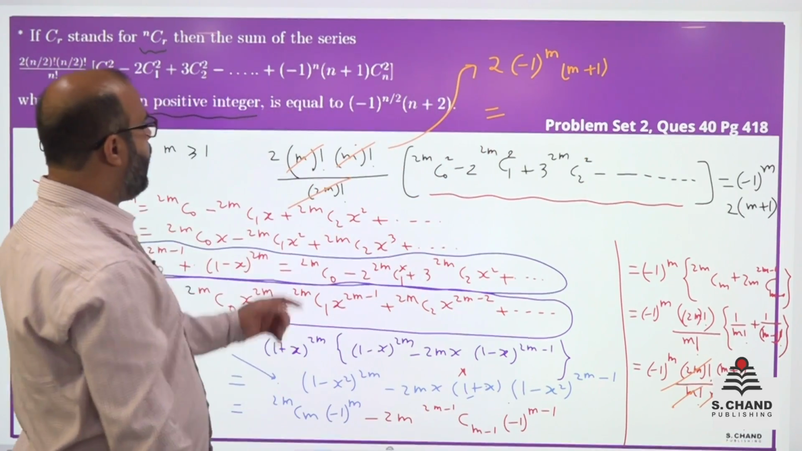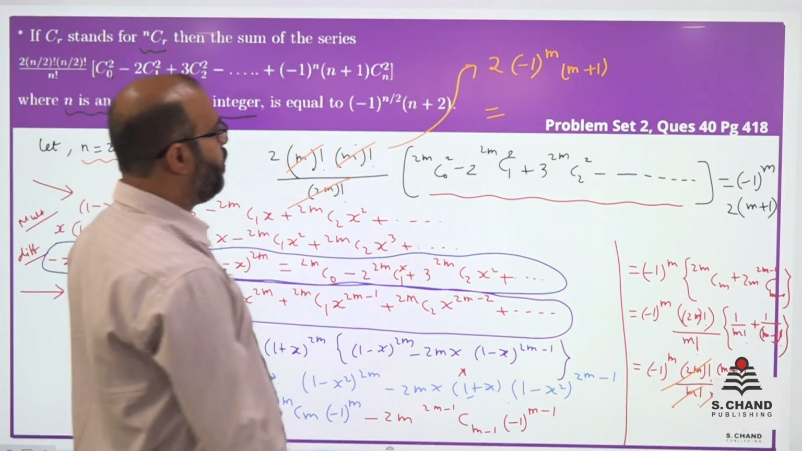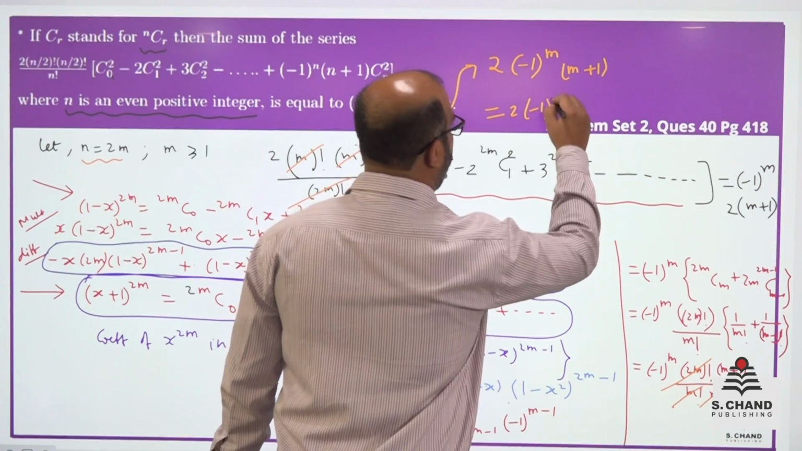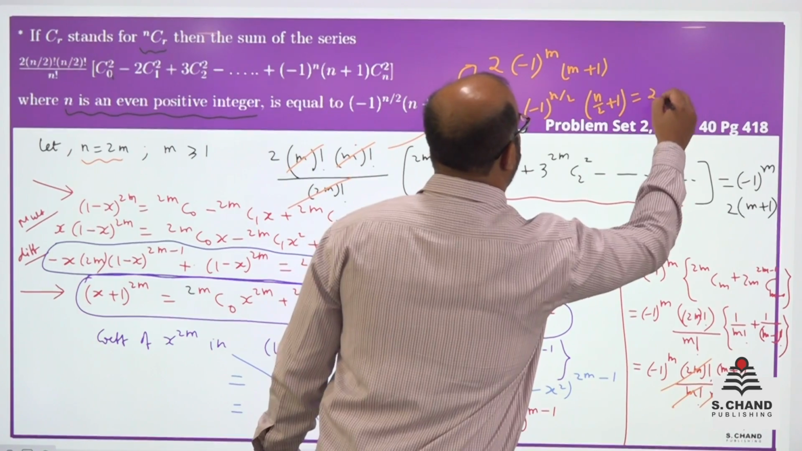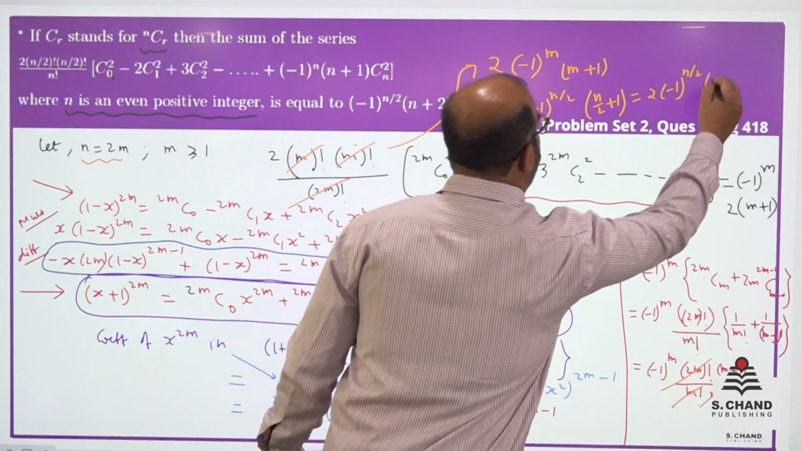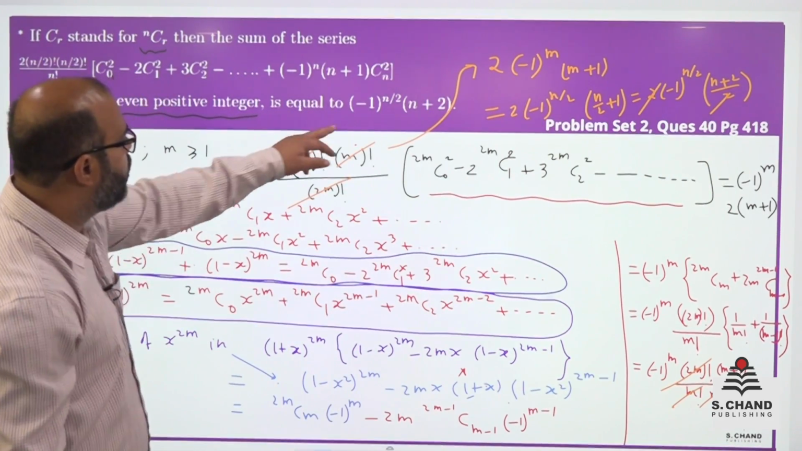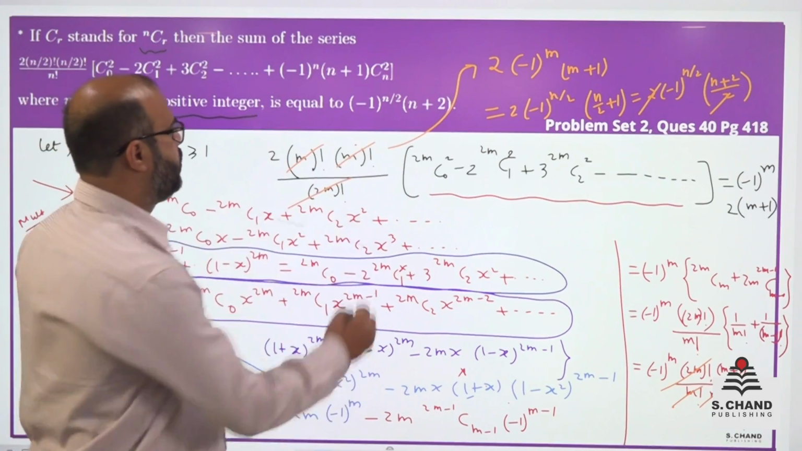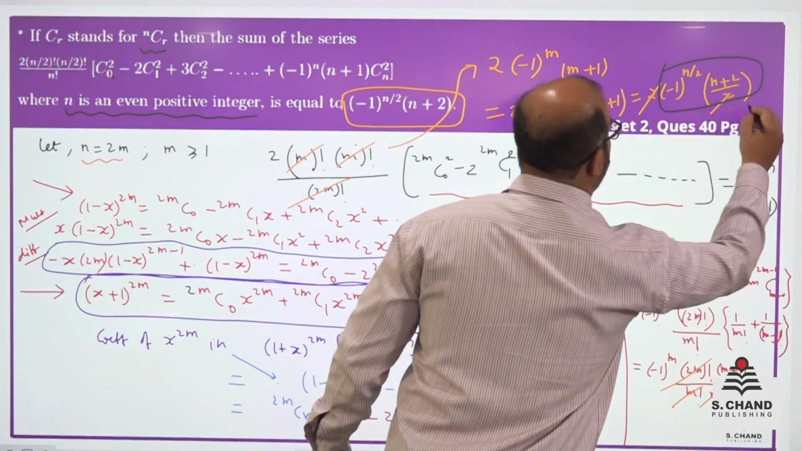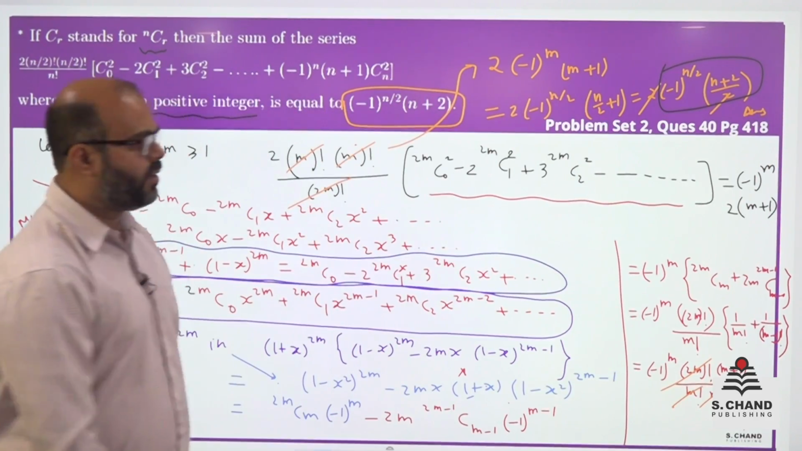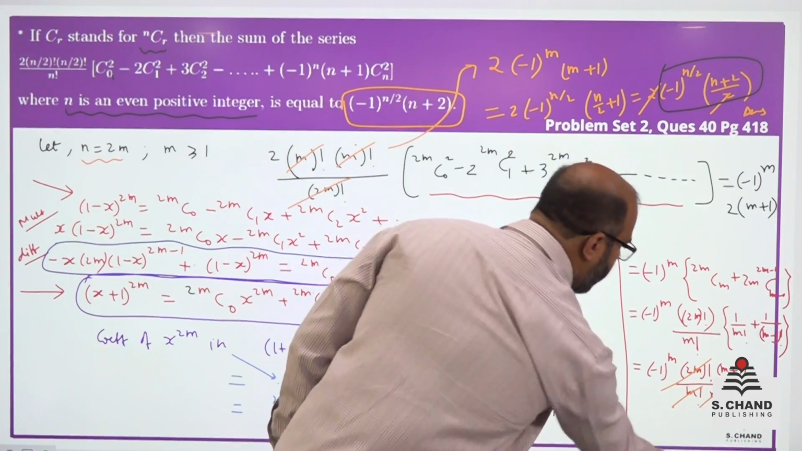Now m is actually n by 2. So minus 1 to the power n by 2, n by 2 plus 1. So 2 into minus 1 to the power n by 2, n plus 2 by 2. Now this 2 will cancel. So is this what we needed to get? Minus 1 to the power n by 2, n plus 2? Yes. This is what was obtained finally. So this will be our answer, right? This is a lengthy question, but it is a good question. I hope you got this. Let us come to the next question here.